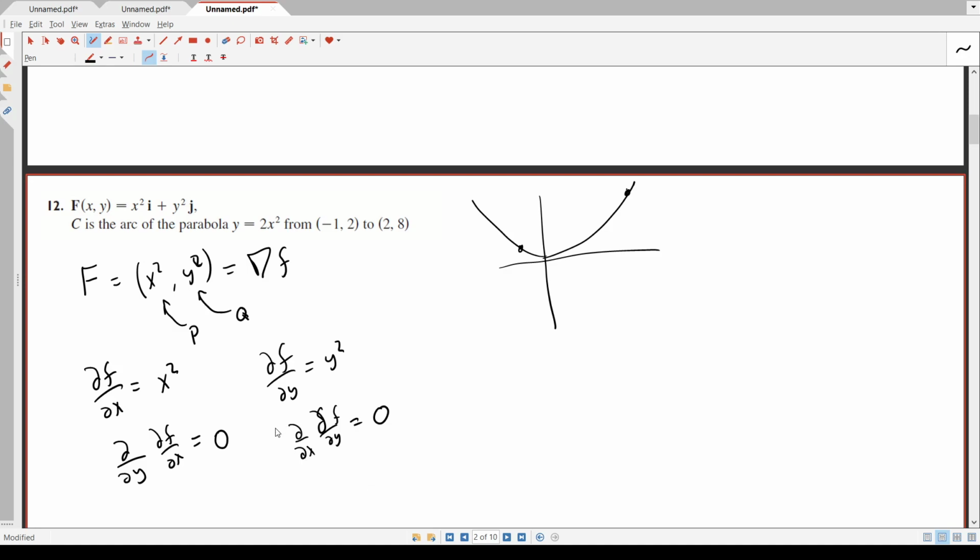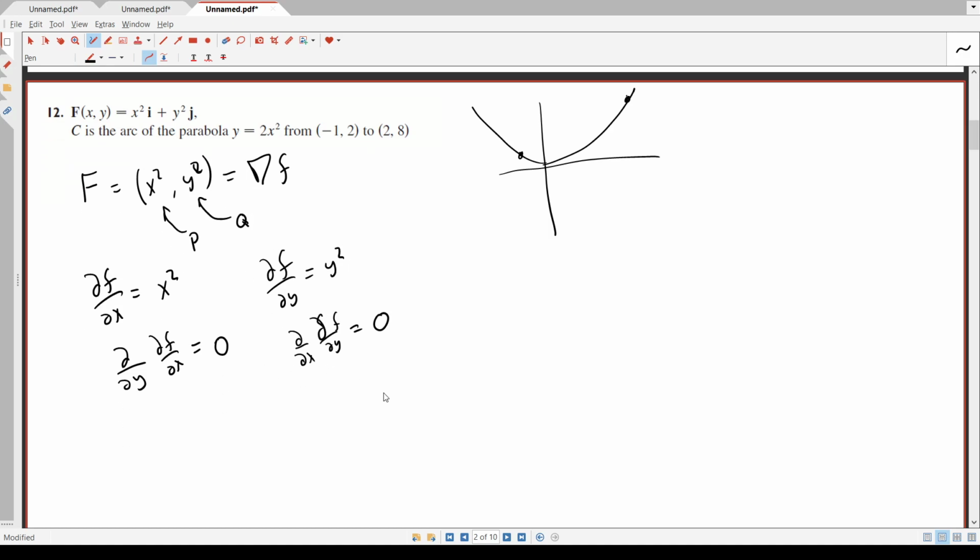Since they are the same, that means that this f actually exists. If I found that they were different, then it wouldn't be possible. So that's actually a fairly quick check, right? You don't even have to compute the second derivatives. You just take the y derivative of this one and the x derivative of this one, and check if they're the same.